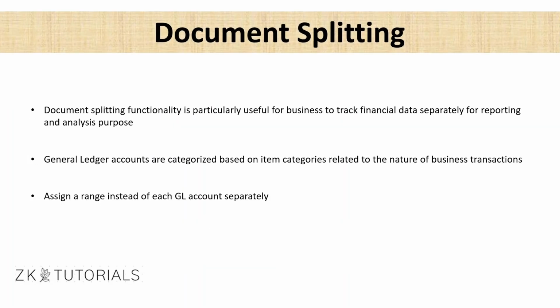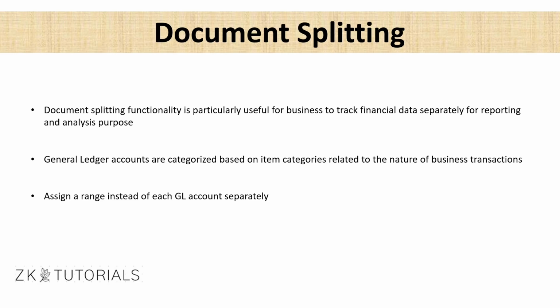And if we see document splitting in another slide, it says that document splitting functionality is particularly useful for businesses to track financial data separately for reporting and analysis purposes. General ledger accounts are categorized based on item categories related to the nature of business transactions. Assign a range instead of each GL account separately. That means whenever we are activating or configuring document splitting, instead of giving a single GL account, we can give a group of GL accounts.